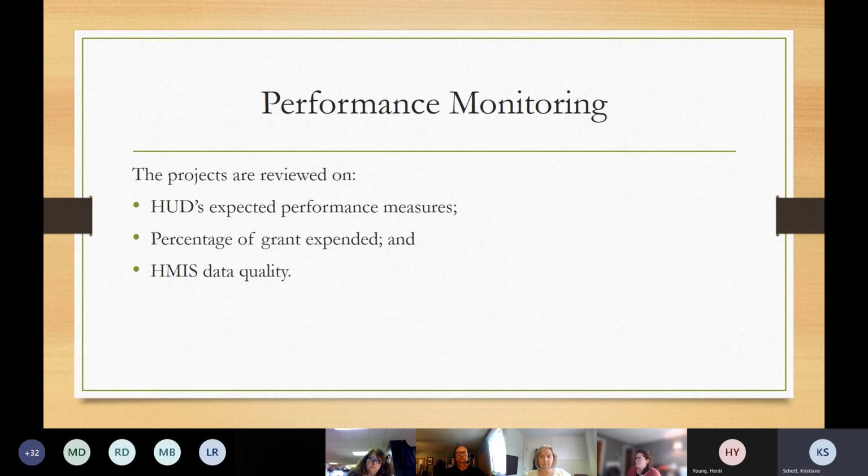So each year we look at performance monitoring, what HUD's expectations are, and tie that into the system performance measures to ensure that continuum of care projects are operating at where they should be, as high performing projects. And if they're not, we issue a corrective action plan and provide subrecipient agencies with a year to correct those issues.